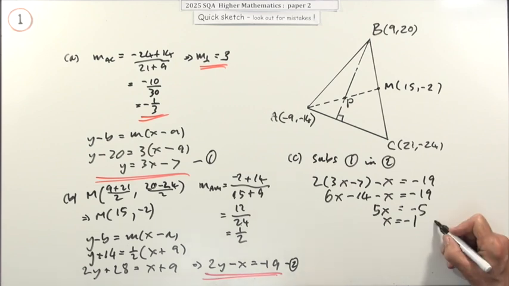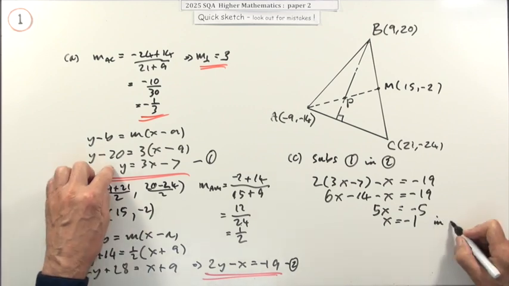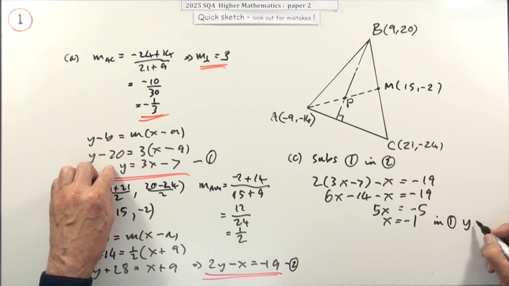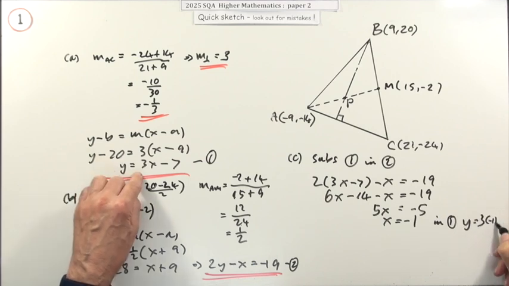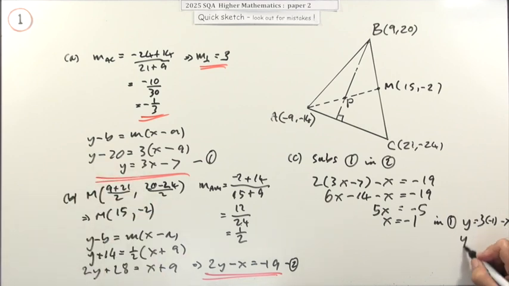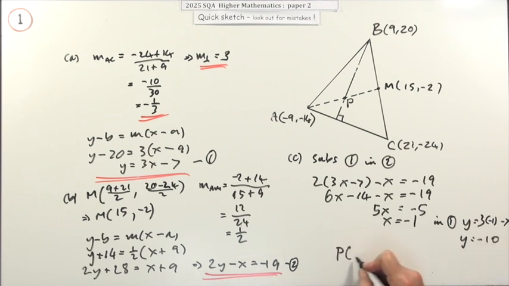And then we'll substitute that in the easier one, which is 1. So now y equals 3 of those negative 1's minus 7. So y is going to be negative 10. So here it is, point of intersection, negative 1, negative 10.